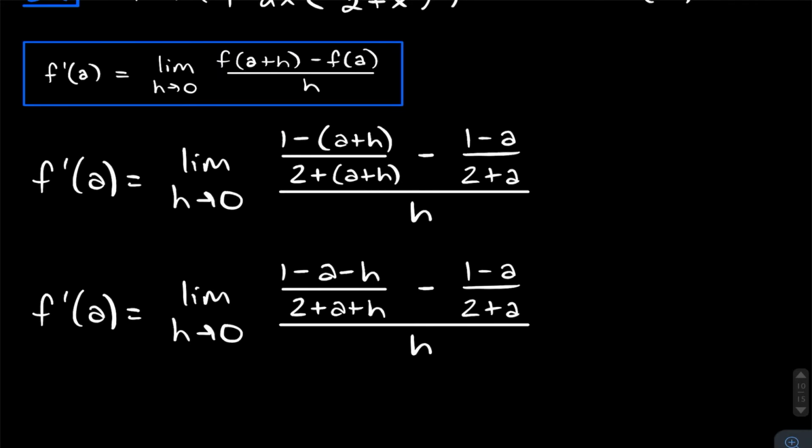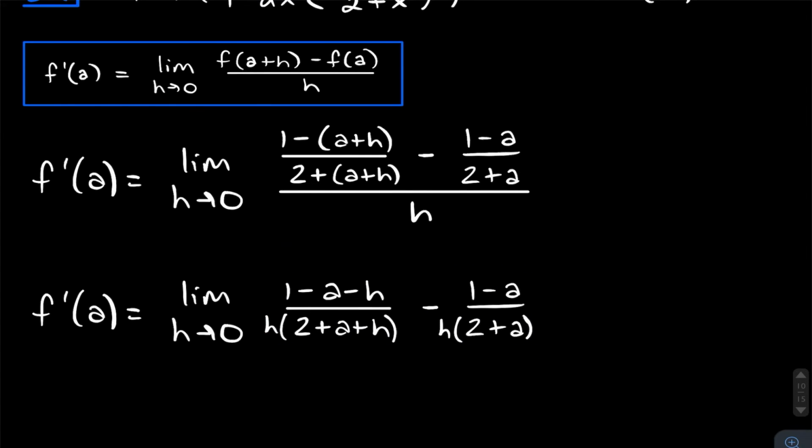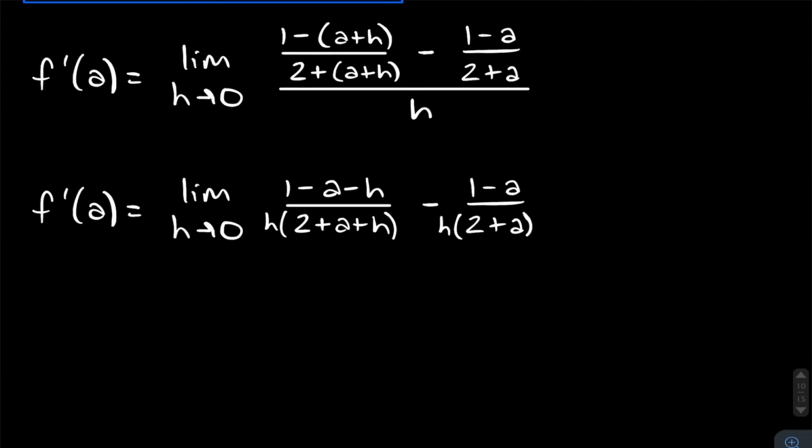And I'll have the h, I'll put that up into these denominators. Right? It's maybe a little less annoying to have the h there rather than as a whole other fraction. It also conserves space. So now, what do we do? Well, we're going to find common denominators. That's what we do when we have fractions. On this side, we're going to have to multiply by a 2 plus a. And on this side, we're going to have to multiply by a 2 plus a plus h.